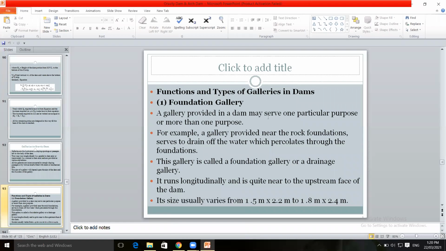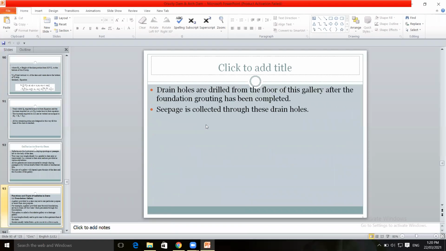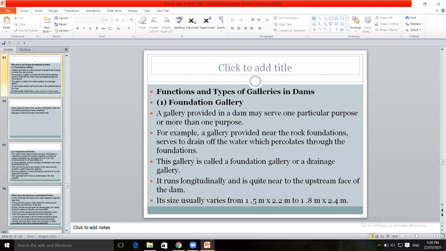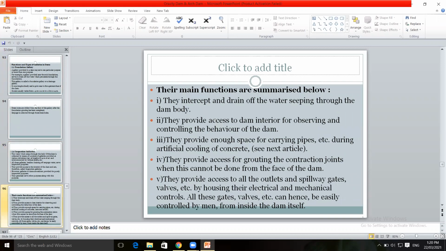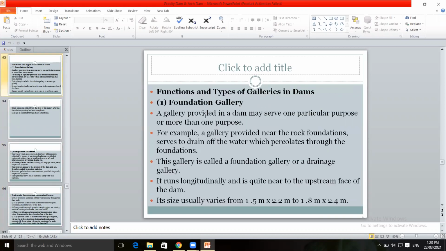What are the functions and types of galleries in the dams? First is the foundation gallery. Second one is the inspection gallery. The first type is foundation galleries. A gallery provided in the dam may serve one particular purpose or more than one purpose. It may serve for a specific purpose or for more than one purpose.